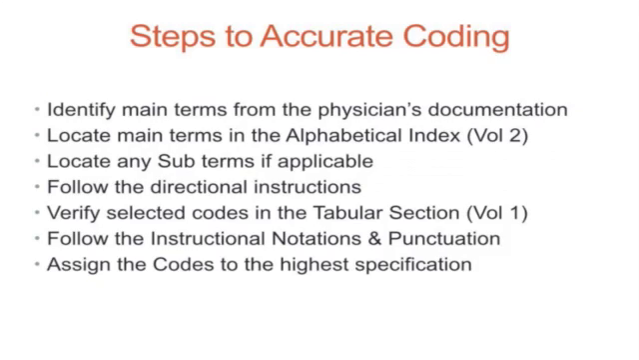Steps to accurate coding. Identify main terms from the physician's documentation. Locate main terms in the alphabetical index, Volume 2. Locate any subterms if applicable. Follow the directional instructions. Verify selected codes in the tabular section, Volume 1. Follow the instructional notations and punctuation. Assign the codes to the highest specification.